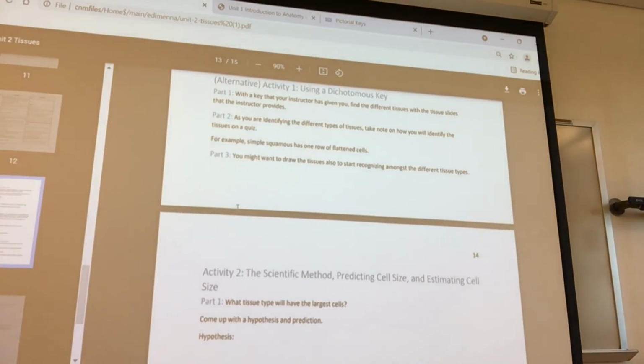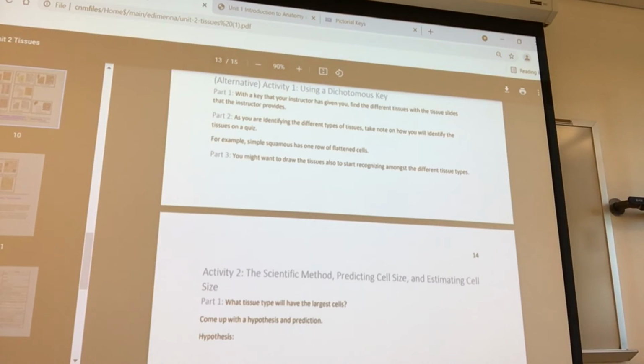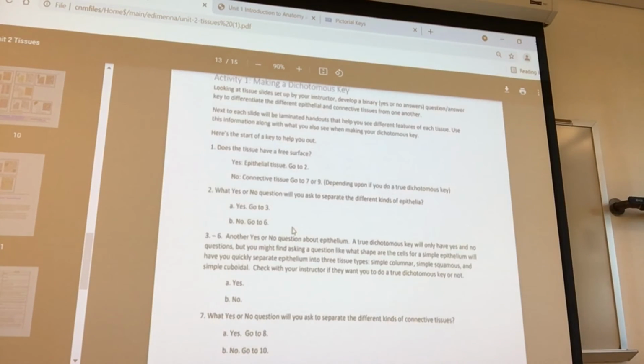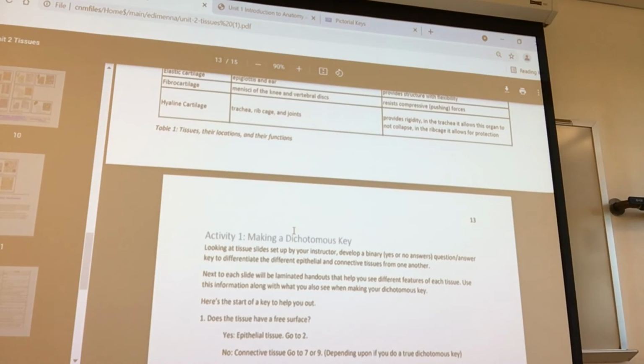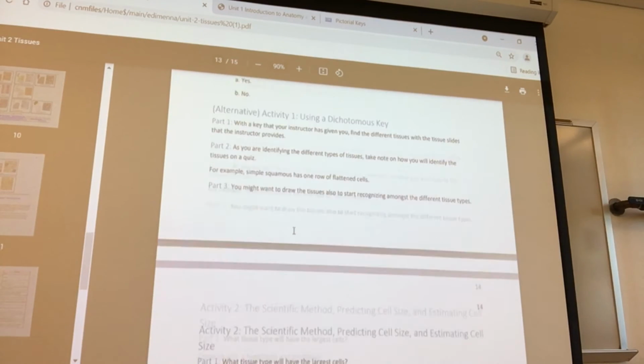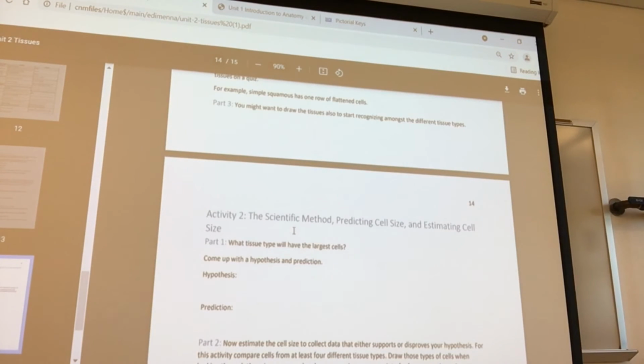All right, let's talk about the rest of the activities. So we talked about making the dichotomous key. For lab 2, histology, we're making the dichotomous key, or you can do the alternative, which I think is actually harder because you have to come up with it by yourself.